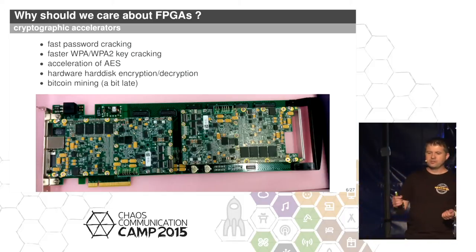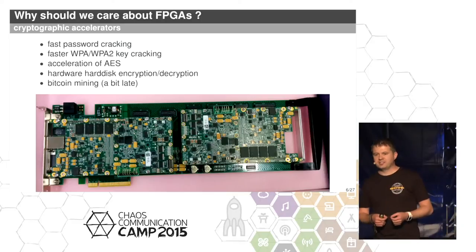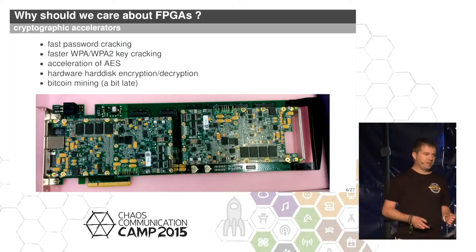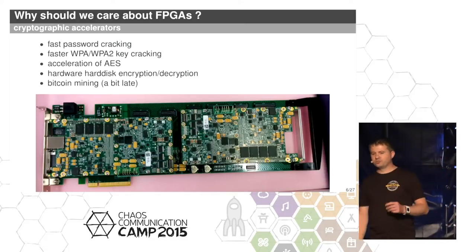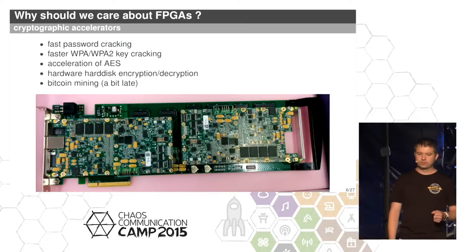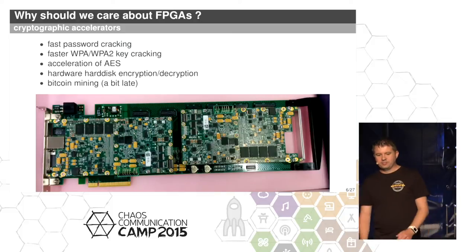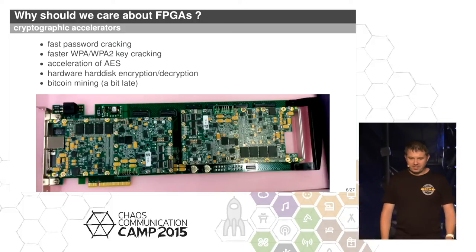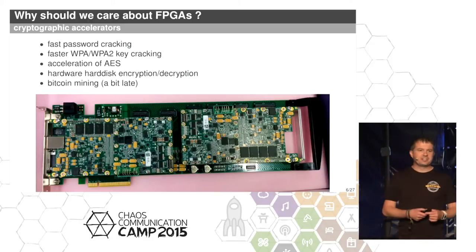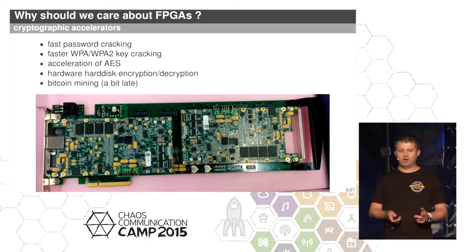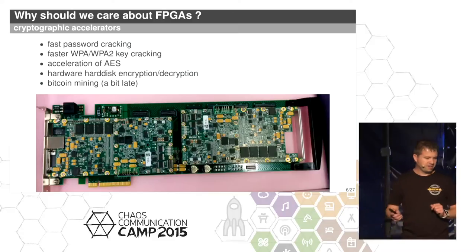You could connect a normal SATA hard disk to an FPGA and do the crypto on the FPGA and get very fast crypto. And you always could do Bitcoin mining. Well, that's a bit late. At the moment, most of the Bitcoin mining is done on ASICs, so perhaps we should not do it on an FPGA anymore.